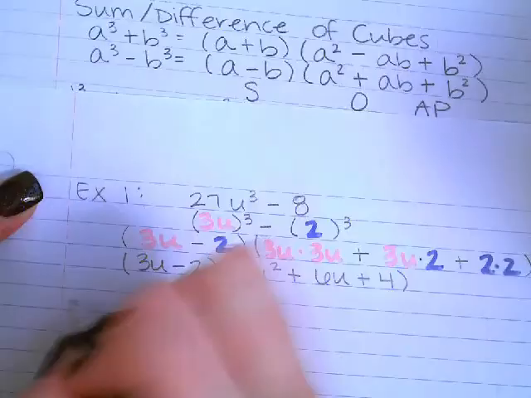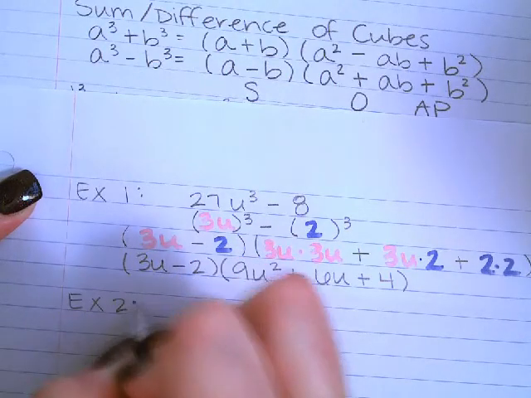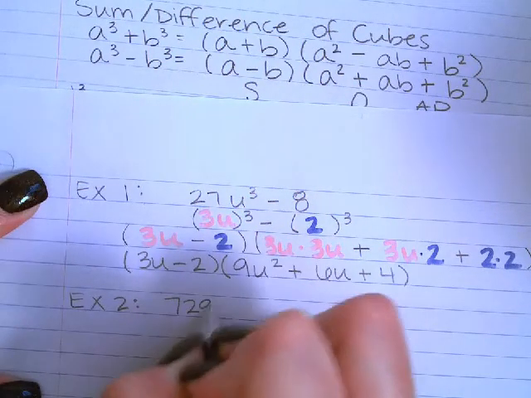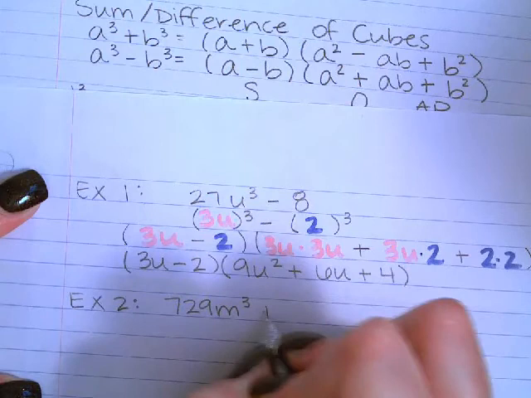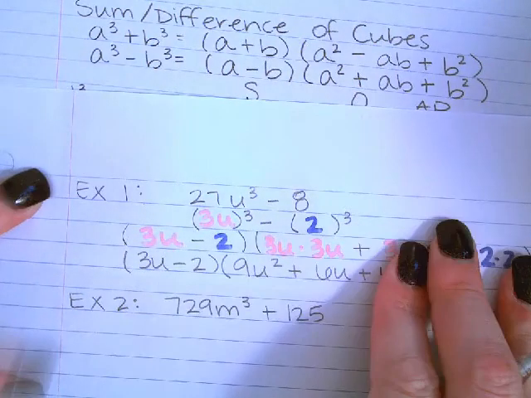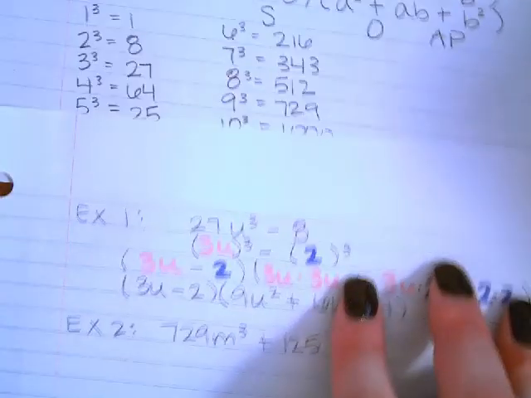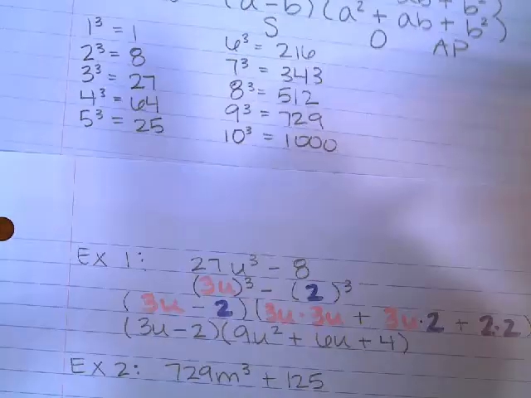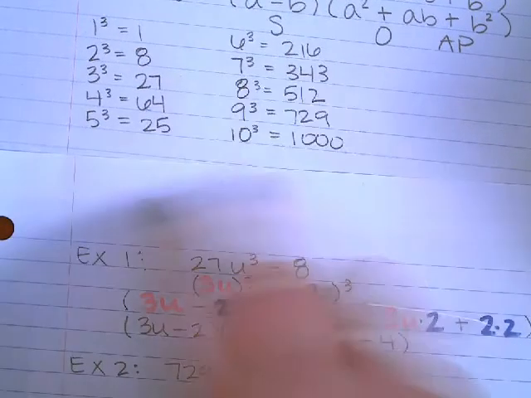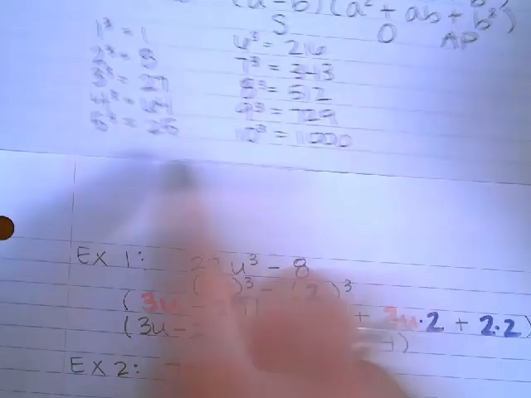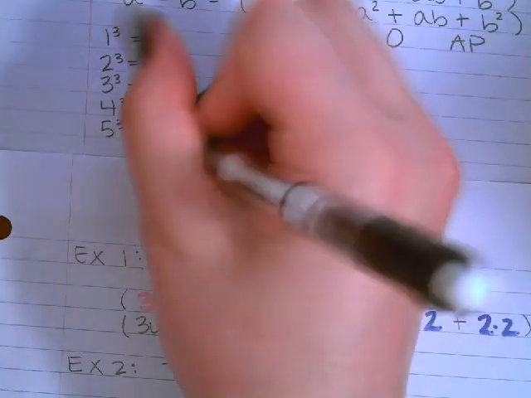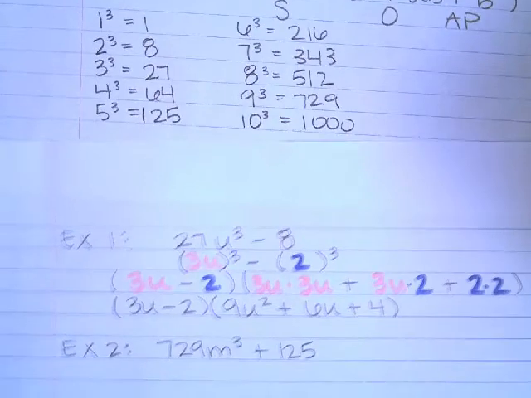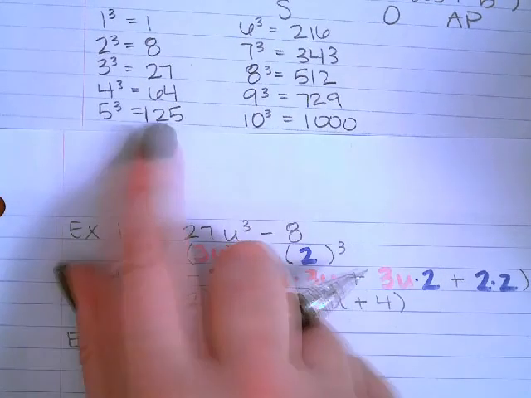All right, example 2. This one, 729m cubed plus 125. So these are good numbers. I recognize these from the list. 729 is 9 cubed. 125, oh, I wrote 25 there. Oh, goodness, that's a 125, not a 25. Sorry, guys. Okay, 125 is 5 cubed.